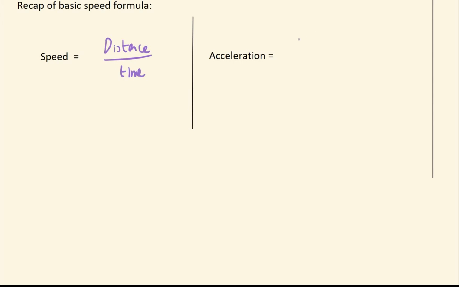So typically we use delta S over delta T, which basically means a change in speed divided by the change in time. This later morphs into calculus, into ds by dt, but I'll save that for another video. So again, that delta just means the change in.